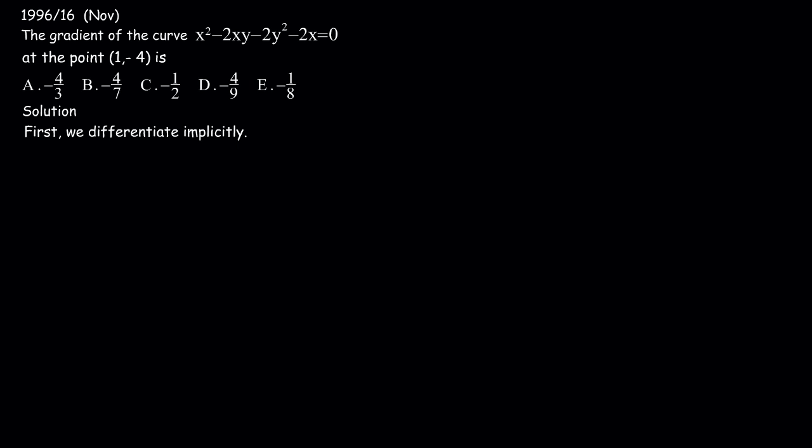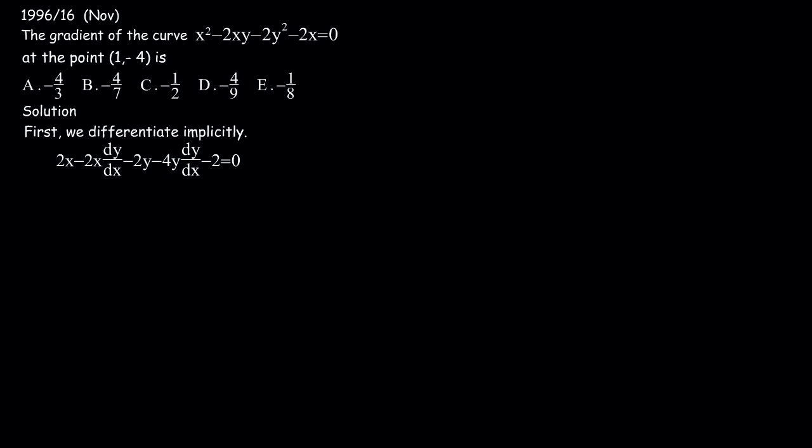Mind you, whenever we are differentiating with respect to y, in our final answer we will be adding dy over dx. So doing so, x squared becomes 2x, minus 2xy becomes minus 2x dy over dx. That's differentiating with respect to y. Then minus 2y, that's differentiating with respect to x. Minus 4y dy over dx, that's differentiating minus 2y squared with respect to y. Minus 2, because when we differentiate 2x, it becomes 2, and the right side equals 0.